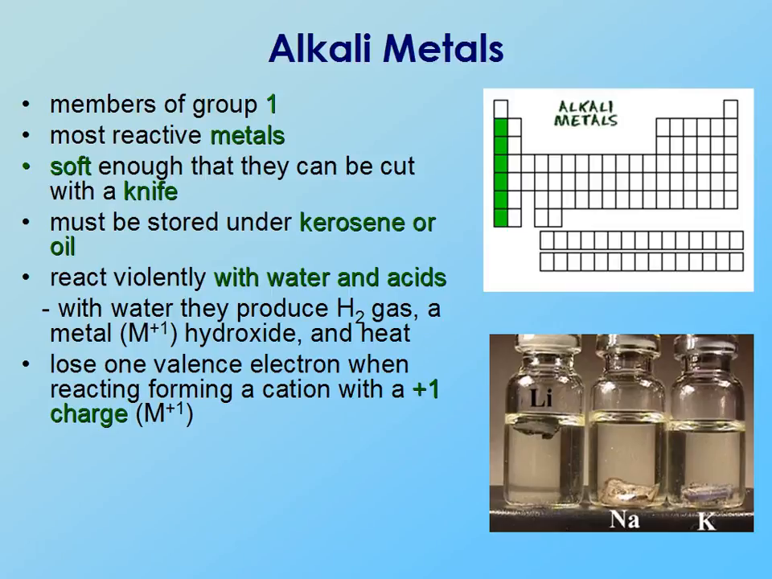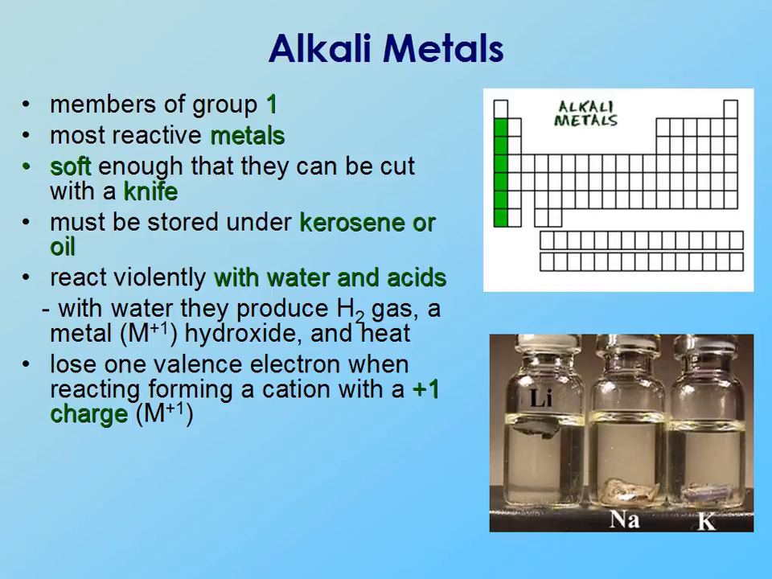So your alkali metals are members of group 1. They are your most reactive metals. That's why we often find a lot of them stored under oil or kerosene. They are really soft. They can be cut with a knife. They will reoxidize very quickly, so that's why we want to make sure that we keep them stored away from the air. They react very, very well with water and acids.